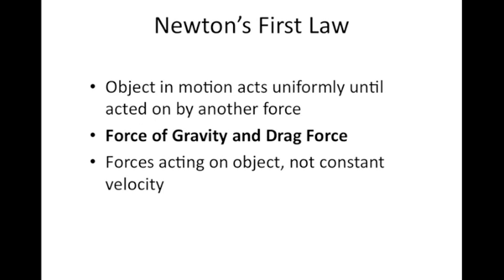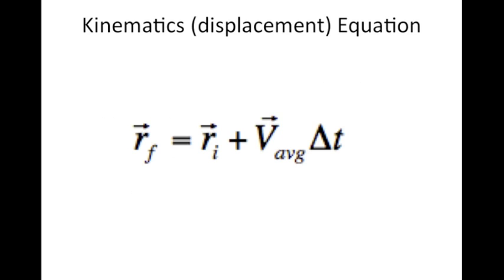Newton's first law was also a key principle in this lab. It states that an object in motion acts uniformly until acted on by another force. In this case, there are other forces that act on the object, the force of gravity and drag force. There is not constant velocity in this lab because there are forces acting on the system. The kinematics, or displacement equation, is also used to know the final position of the object.